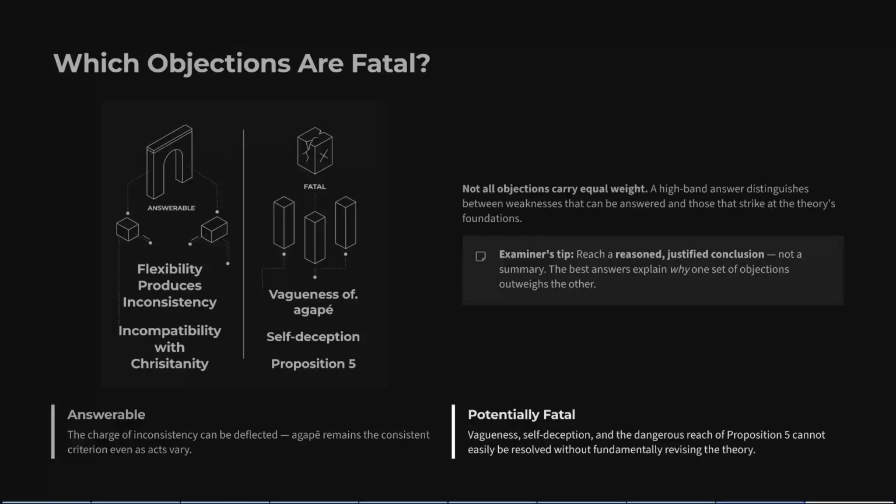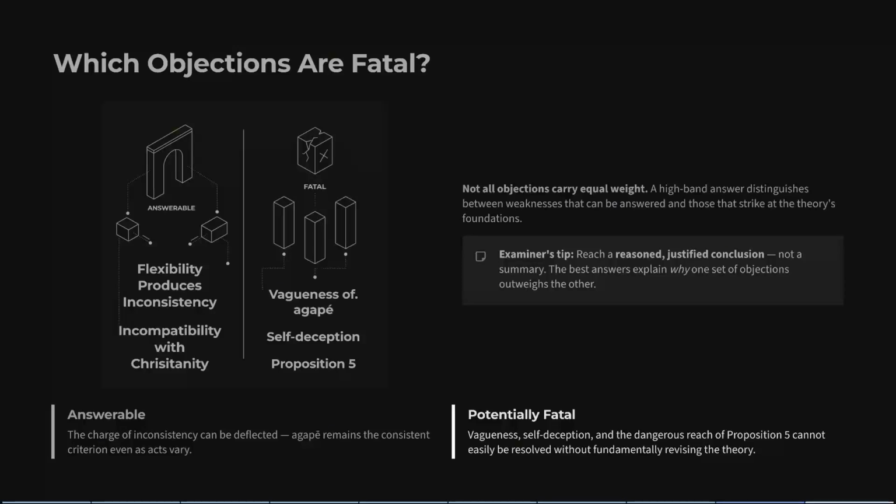And then there are potentially fatal weaknesses. Three objections are not easily answerable, and you should say this explicitly. The vagueness of agapē cannot be resolved without defining love more precisely. But the moment you define it more precisely, you begin introducing rules. And that undermines the entire situationist project. The theory is caught in a dilemma of its own making.